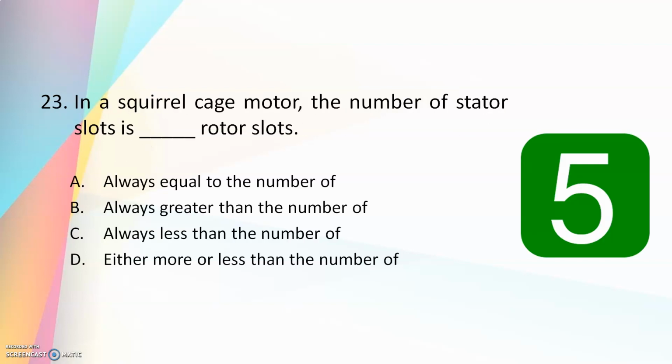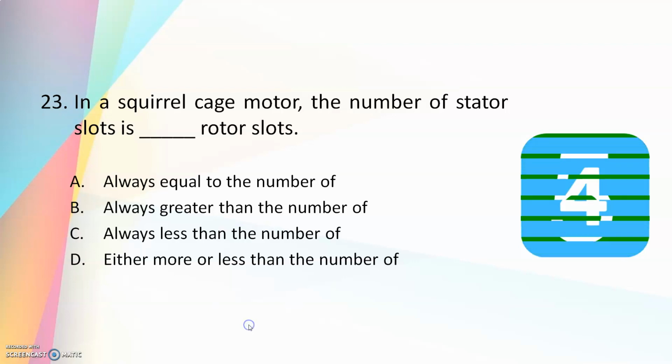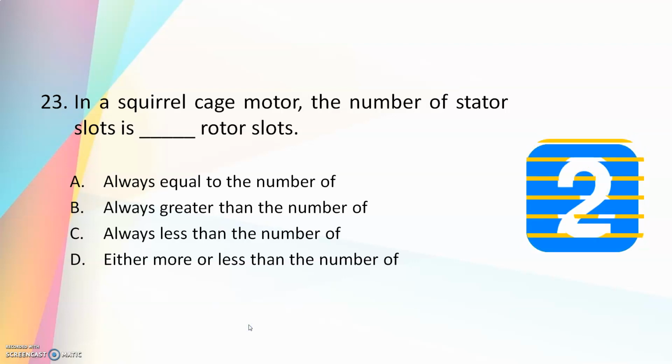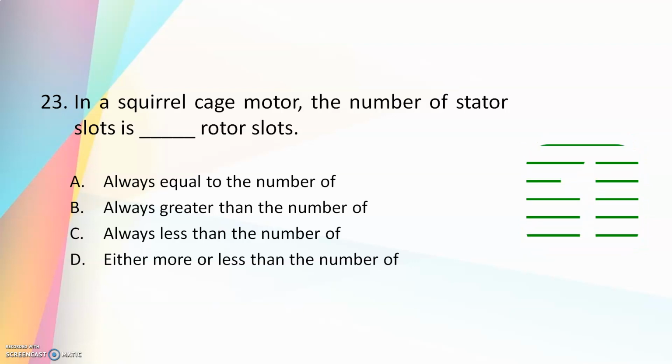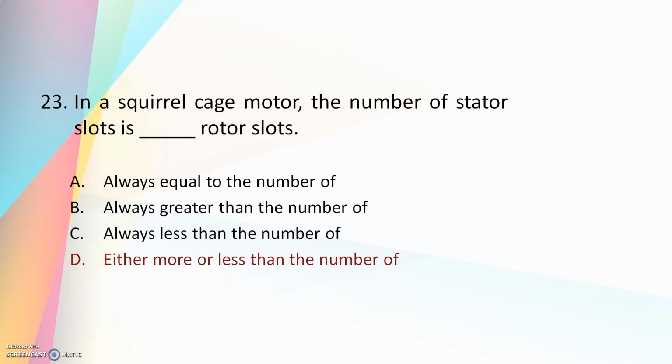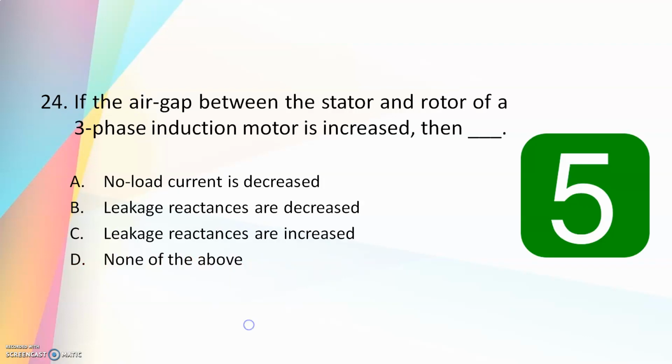In a squirrel cage motor, the number of stator slots is dash rotor slots: always equal to the number of, always greater than the number of, always less than the number of, either more or less than the number of. And here you go. And the answer is either more or less than the number of. So they should not be equal to avoid magnetic locking.